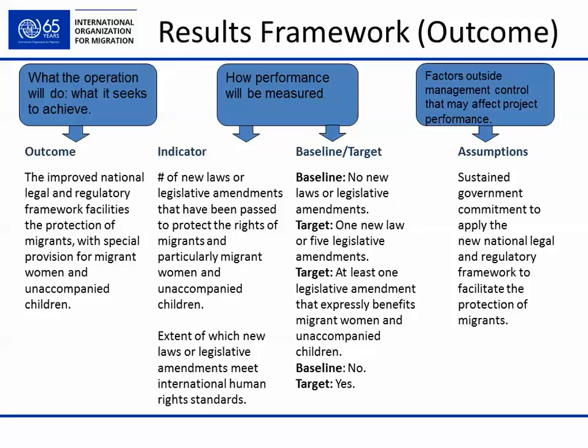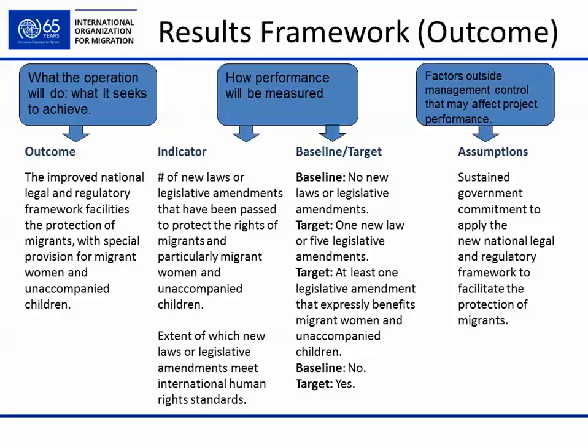In our case, this is: an improved national legal and regulatory framework facilitates the protection of migrants with special provision for migrant women and accompanied children. Indicator: number of new laws or legislative amendments that have been passed to protect the rights of migrants, in particular migrant women and accompanied children. Baseline, meaning the beginning of a project: no new laws or legislative amendments.